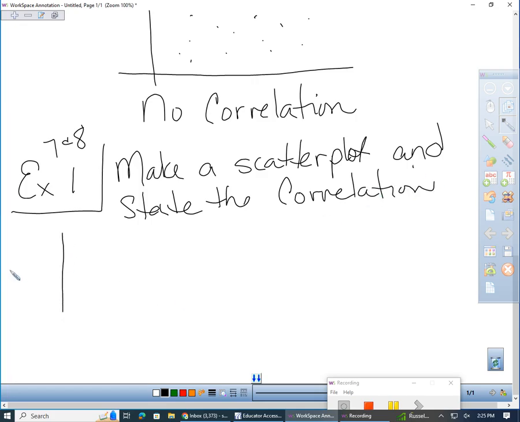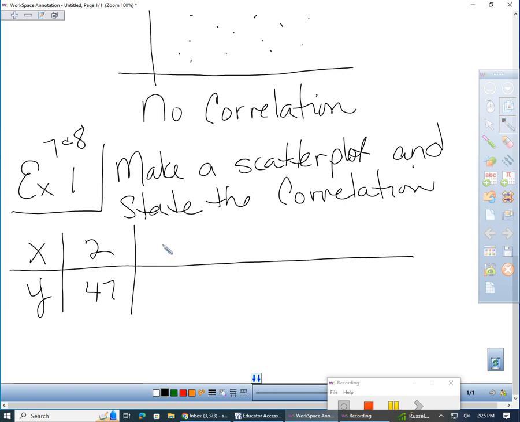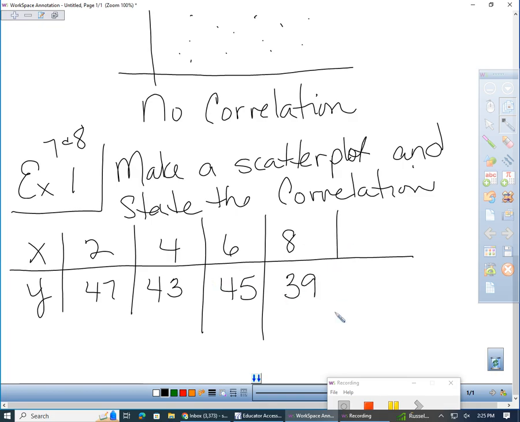Let me give you some data. Say we have X and we have Y. Let's say X is 2, Y is 47. X is 4, Y is 43. X is 6, Y is 45. X is 8, Y is 39. X is 10, and Y is 30.